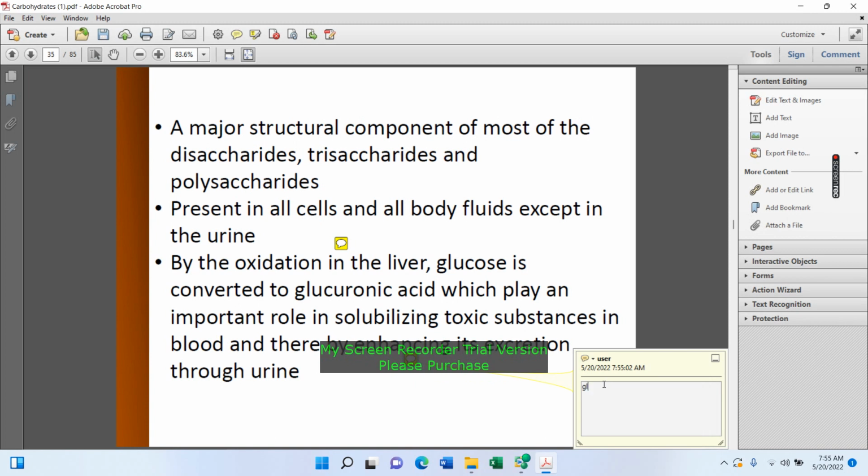But now glucose is converted into glucuronic acid in the liver, and what this glucuronic acid does is play an important role in solubilizing toxic substances.